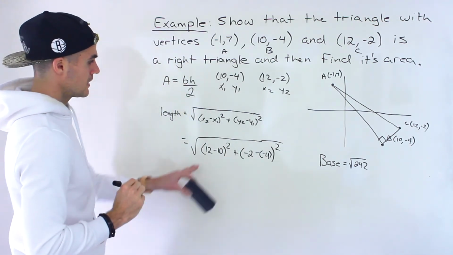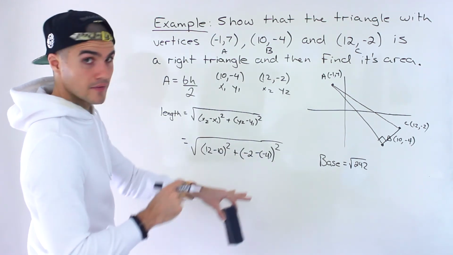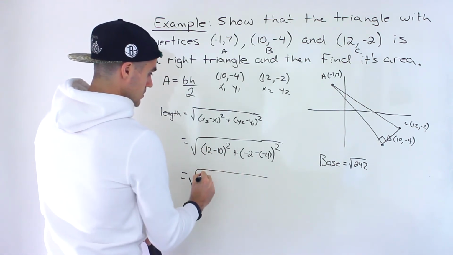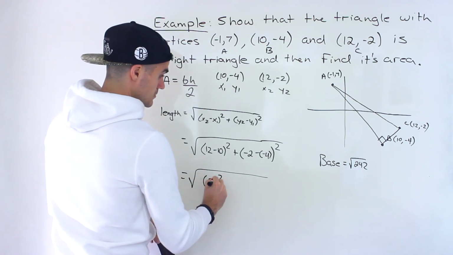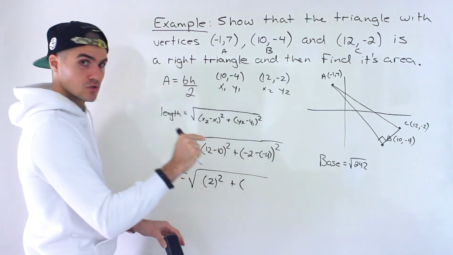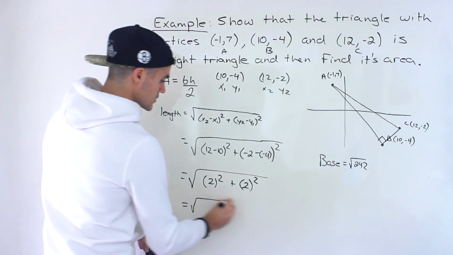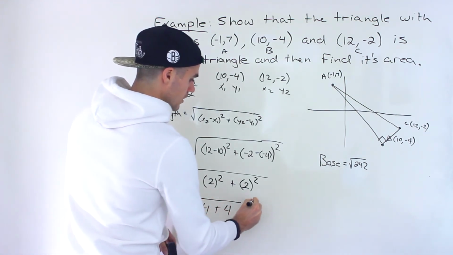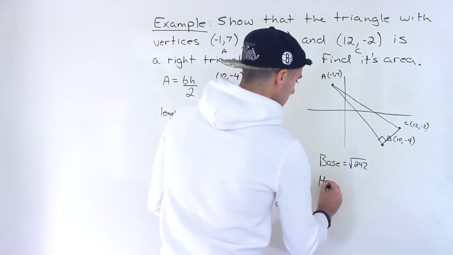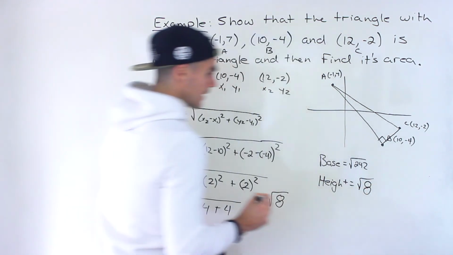Like that, right? x2 minus x1, y2 minus y1, and then both of them are going to be squared. So this would end up being 12 minus 10 is 2, to the power 2, plus -2 minus -4 is like -2 plus 4, which is +2, squared. So we'd end up with the square root of 4 plus 4, which would give us root 8. And so the height is going to be the square root of 8.